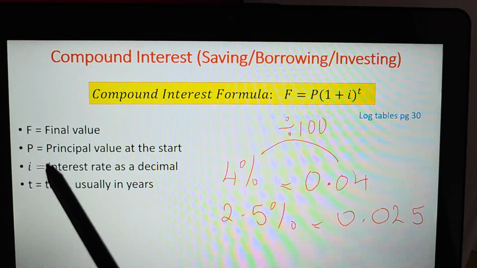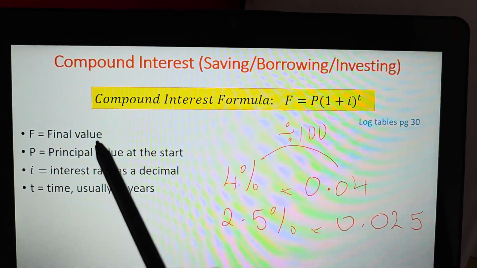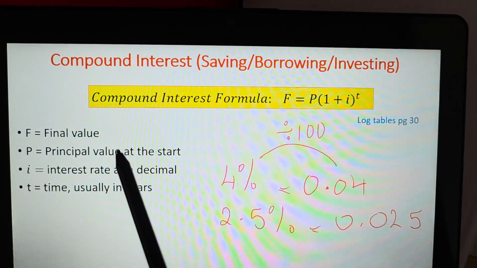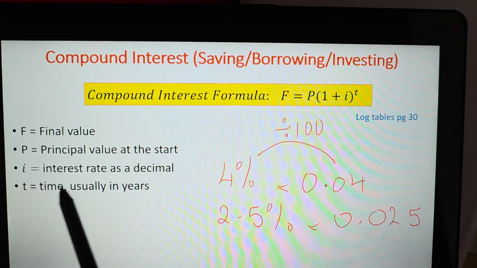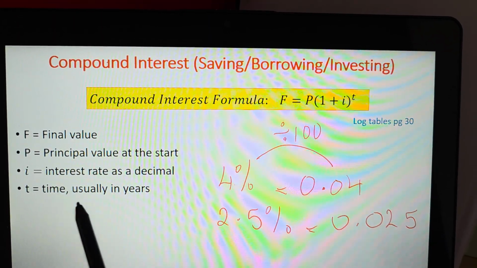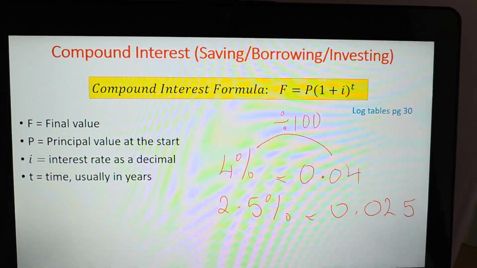And that's what all the variables represent. So F is the future value or the final value. P is the principal value at the very start of the time. I is your interest rate expressed as a decimal, and T is time, usually in years.